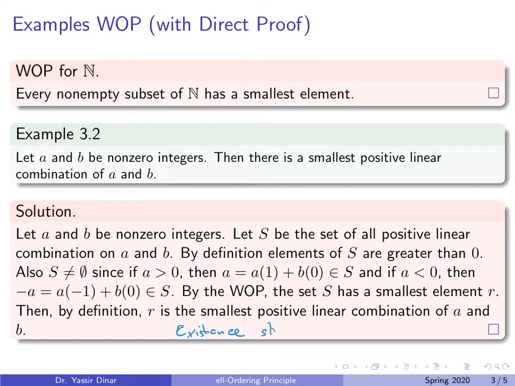Existence statement, and the proof we give here is not a constructive proof. I didn't tell you how you can construct this smallest positive linear combination, but by the well-ordering principle, we know that this number exists, and that's enough for my proof to prove this statement.